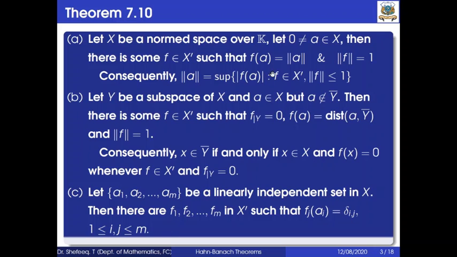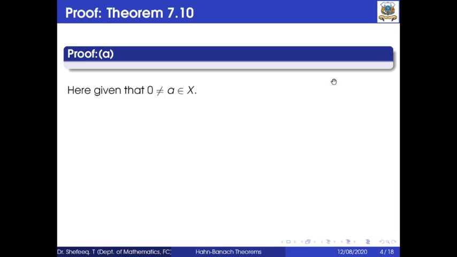Okay, so first we will prove part A, that is, X is a normed space over K and a is a non-zero element in X. Then there is some f belongs to X' such that f(a) = ||a|| and ||f|| = 1. Also ||a|| equals the supremum of the set |f(a)| such that f belongs to X' and ||f|| ≤ 1. Okay, so proof of part A.